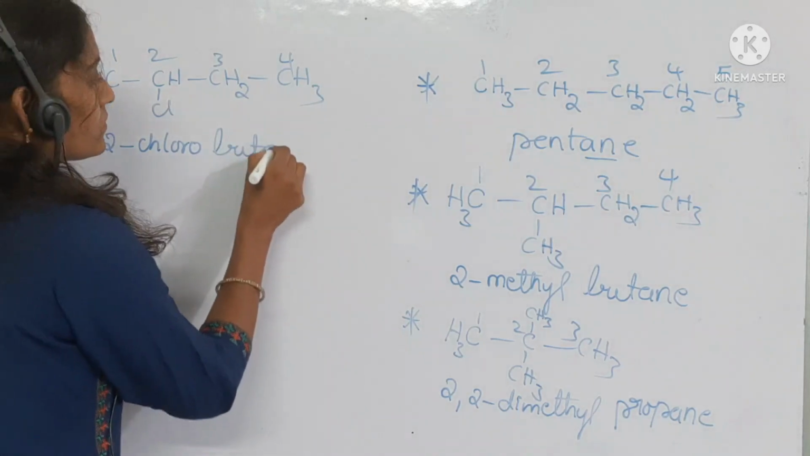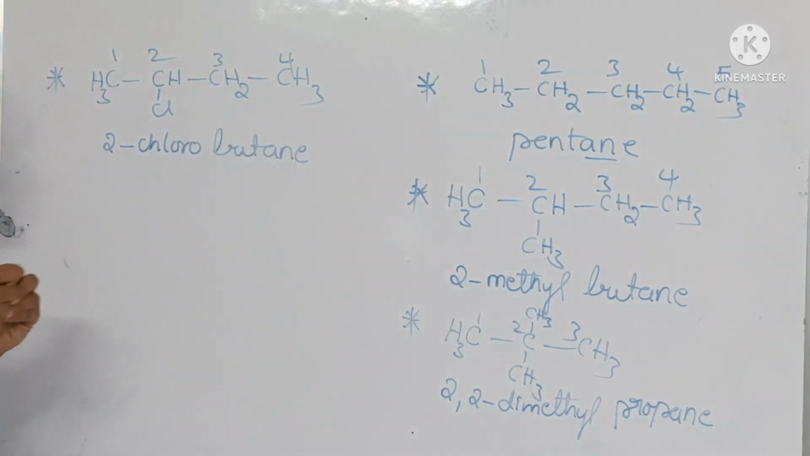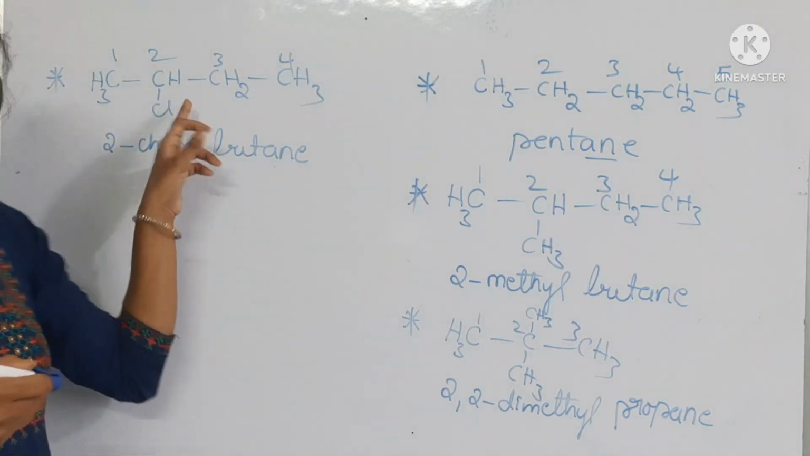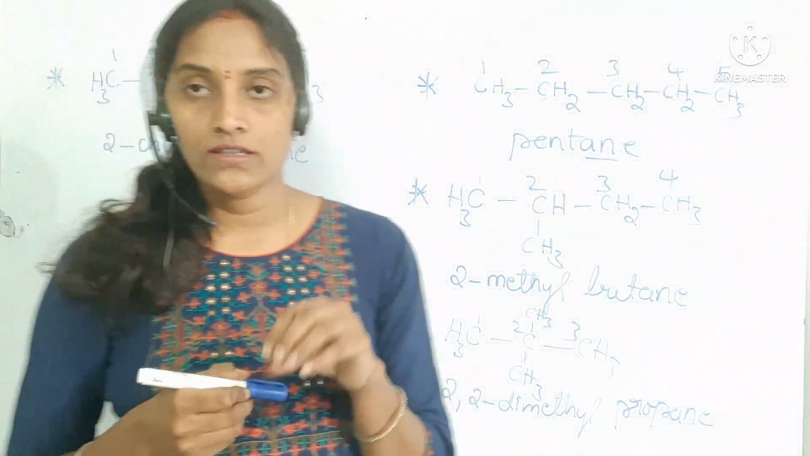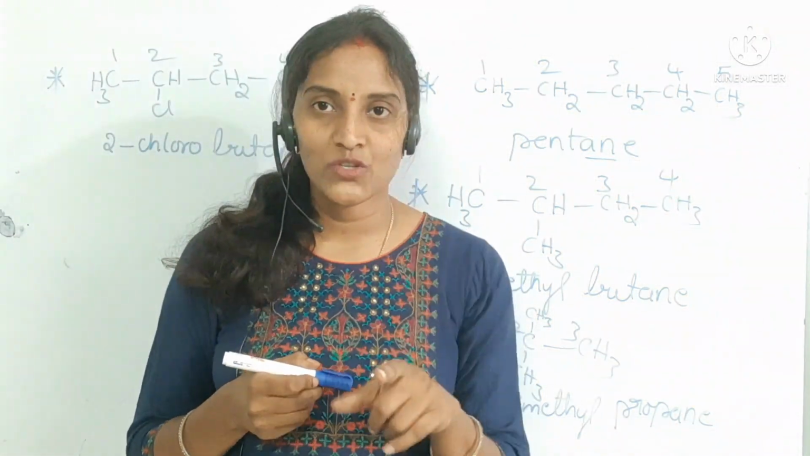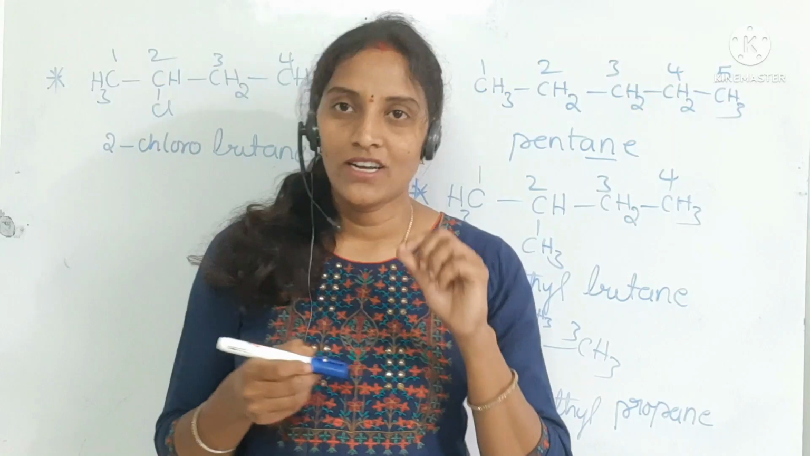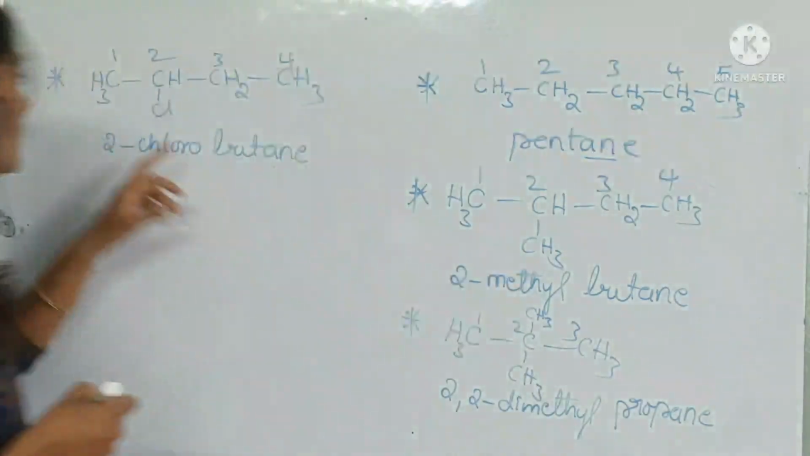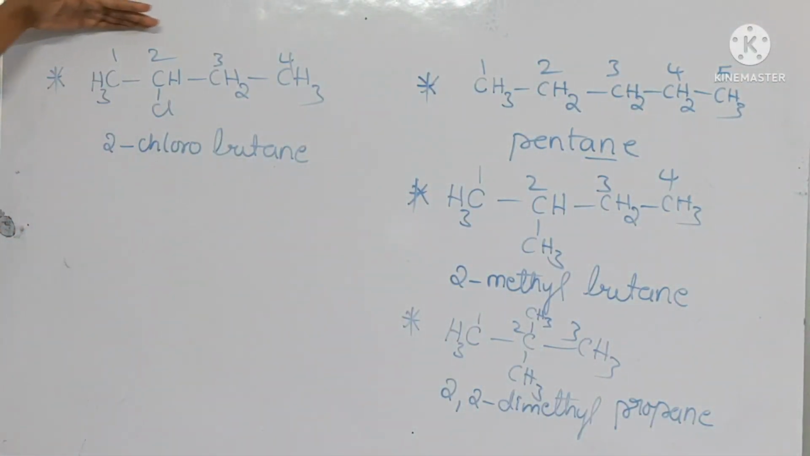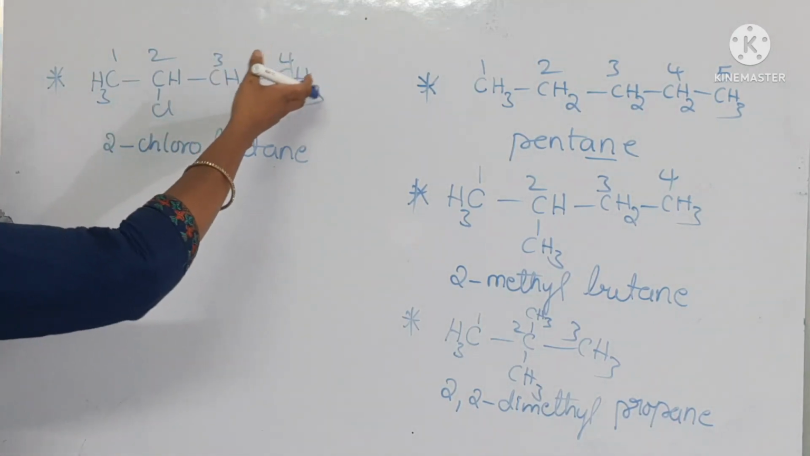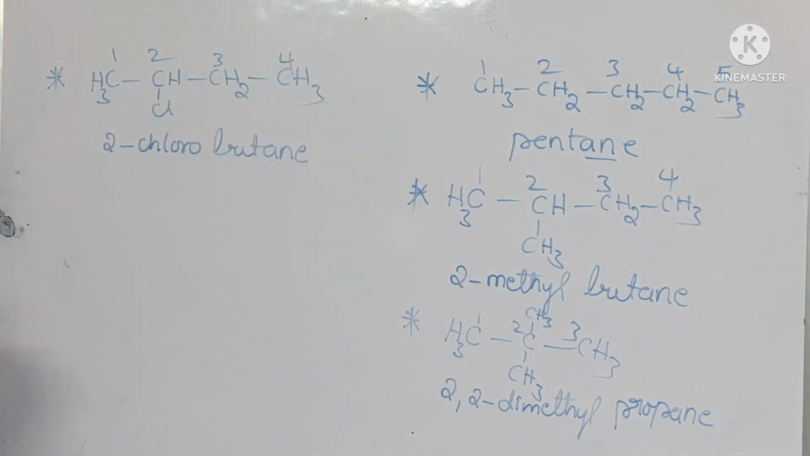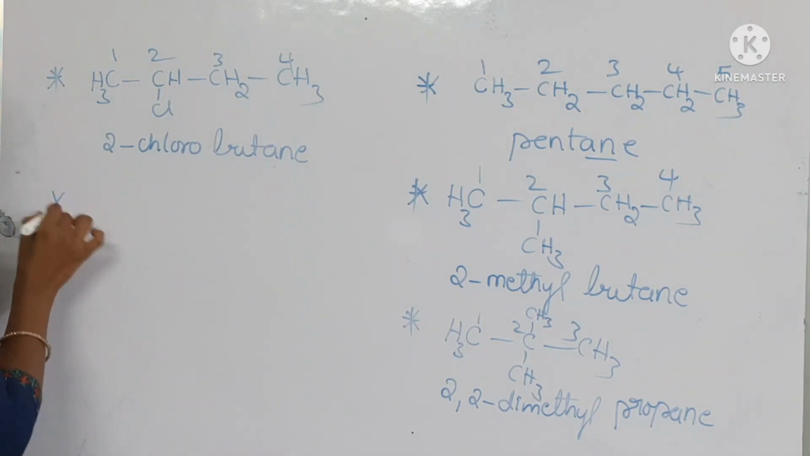2-chloro-butane. You just try to apply the lowest sum. If any one substituent is there in that molecule, the substituted carbon should get the lowest number here. So I am going to proceed from left to right, not right to left. If I come from right to left, it will get the fourth number.